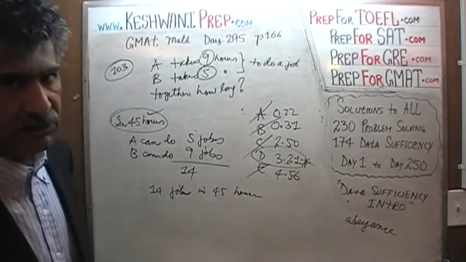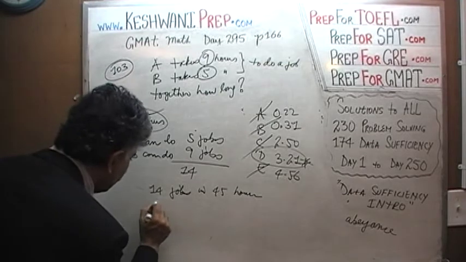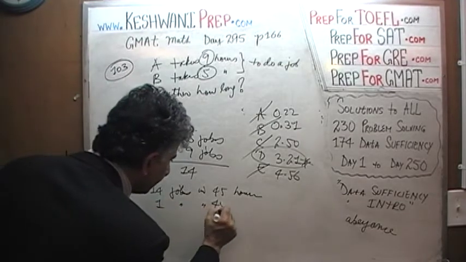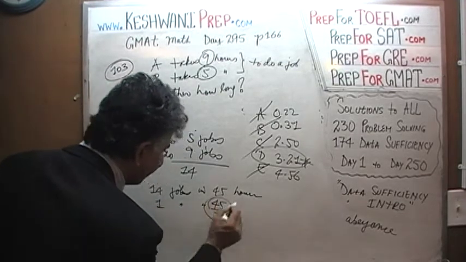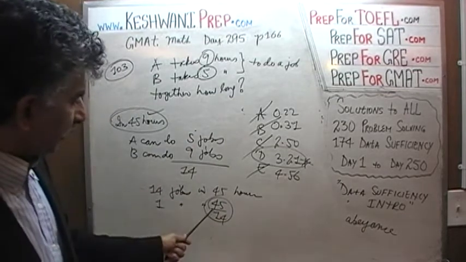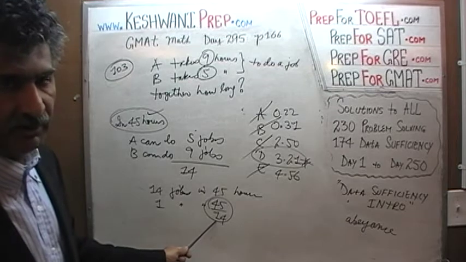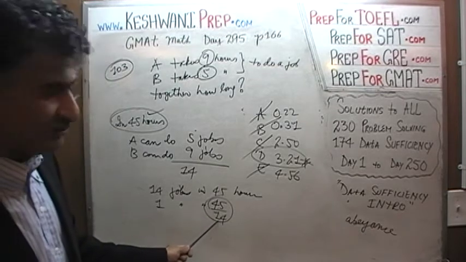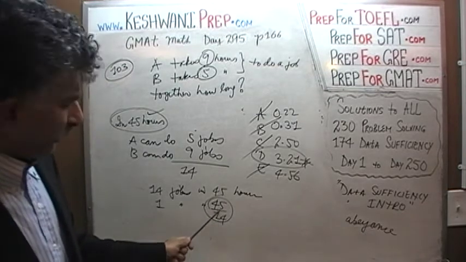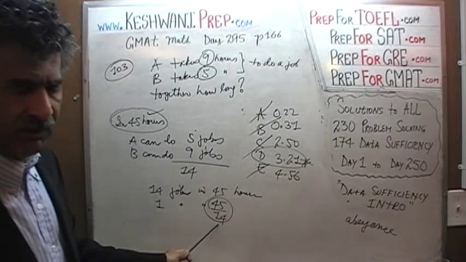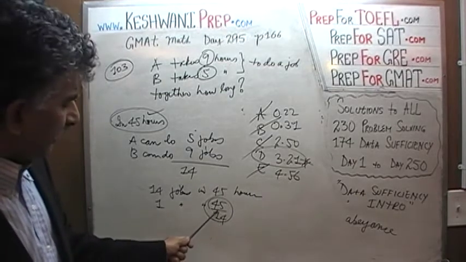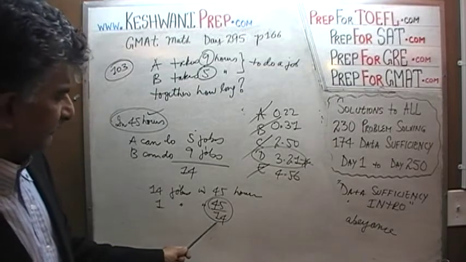If they can do 14 jobs in 45 hours, they should be able to do one job in 45 over 14. That's your answer. 45 over 15 would have been exactly 3. Since we are dividing by a smaller number, 14, the result is slightly more than 3.